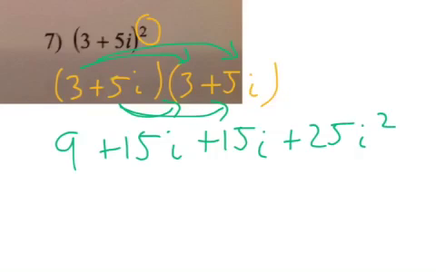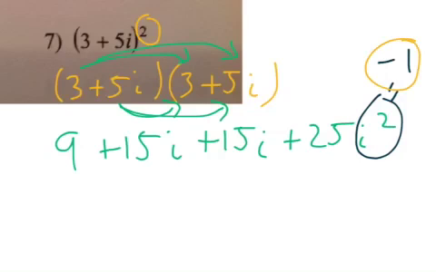5i times 5i, 25i squared. Wait a minute now. That i squared is a special number, right? I squared is negative 1. So what that means is this negative 1 times that 25 is going to make negative 25.